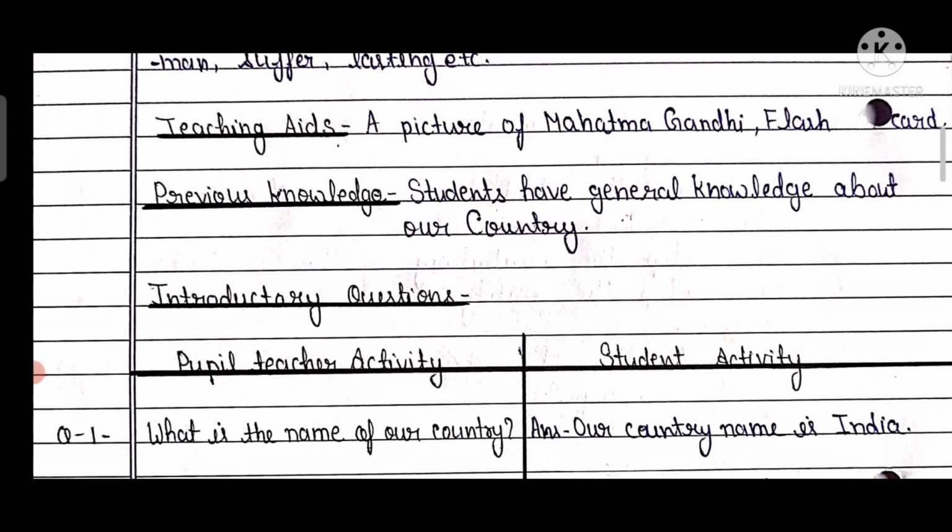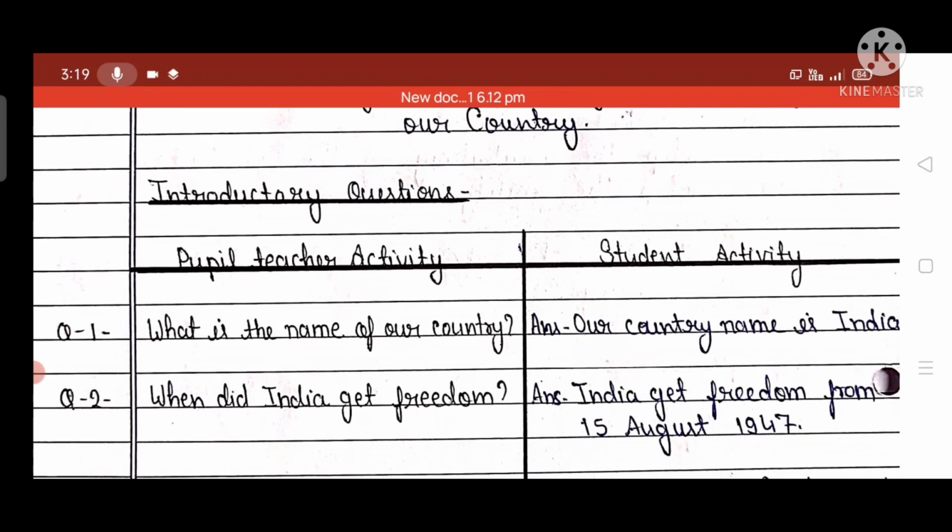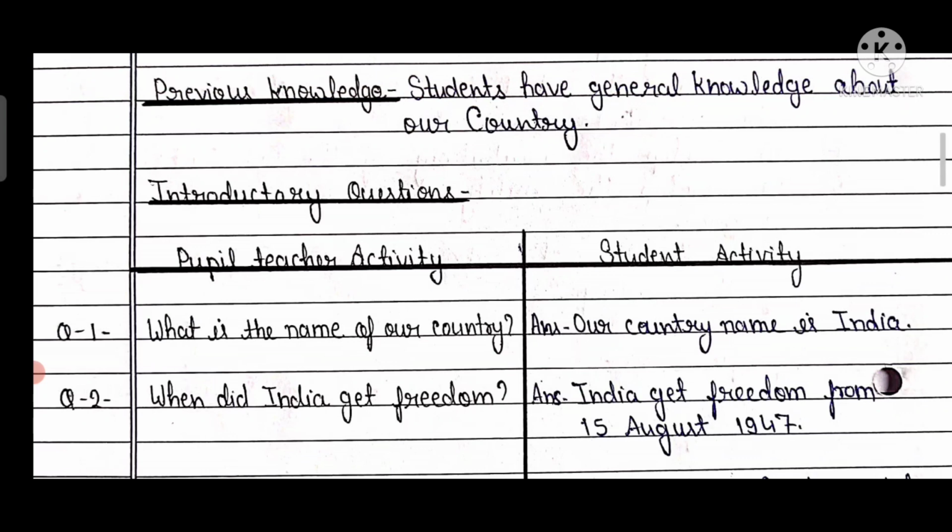The next step is introductory questions. Introductory questions will be divided into 2 columns: pupil-teacher activity and student activity. Here we frame the questions based on previous knowledge, and they should be easily connected with each other. So let's see. Our first question is, what is the name of our country? Student activity, the answer is, our country's name is India.